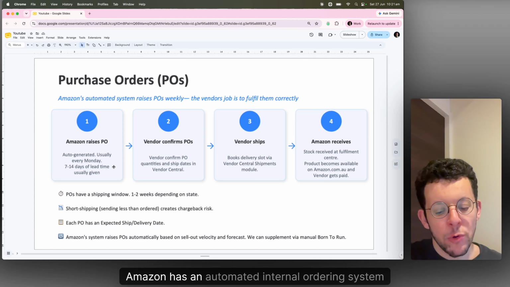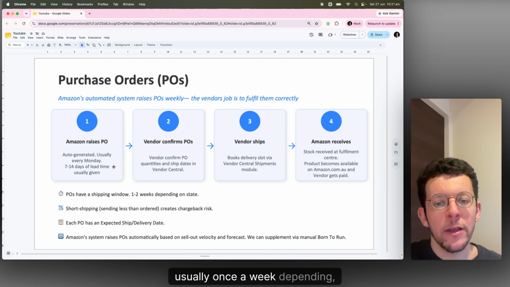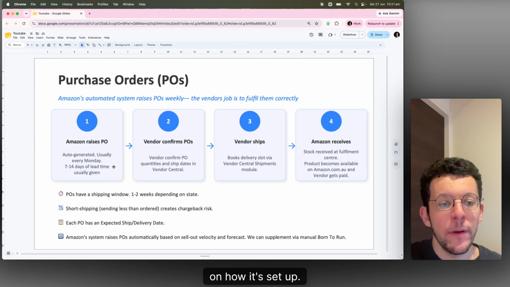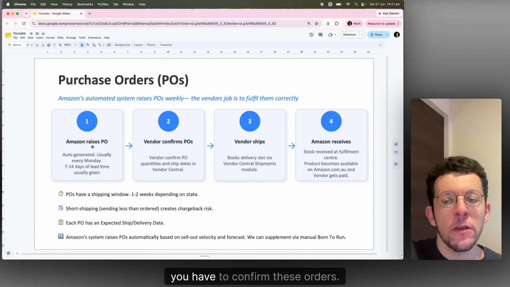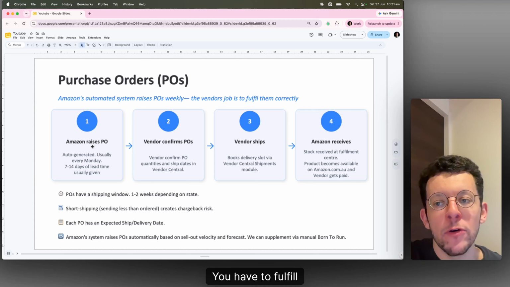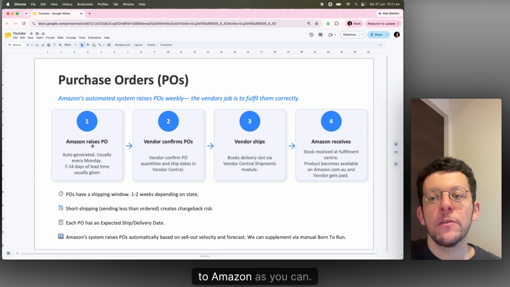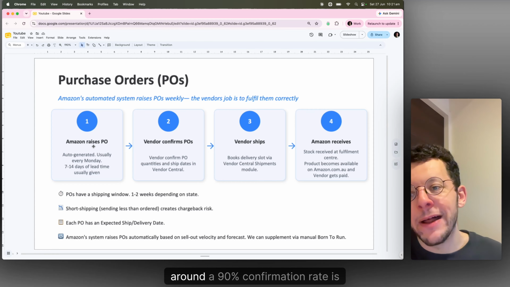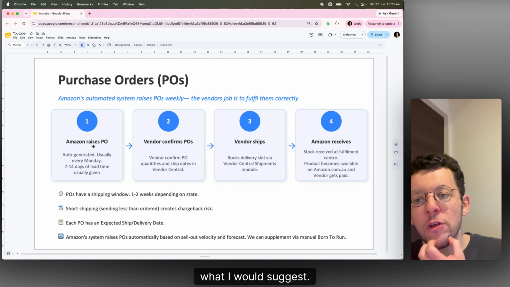So in terms of the purchase ordering system, this is automated. Amazon has an automated internal ordering system that raises POs usually once a week, depending on how it's set up. And it's the vendor's responsibility. As a vendor, you have to confirm these orders. You have to fulfill as many orders to Amazon as you can. And as I mentioned, around a 90% confirmation rate is what I would suggest.